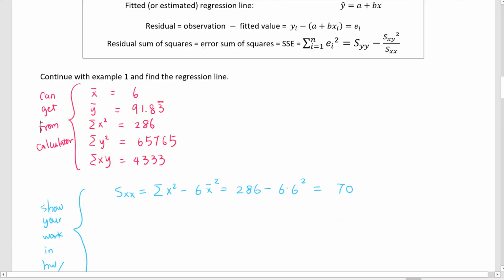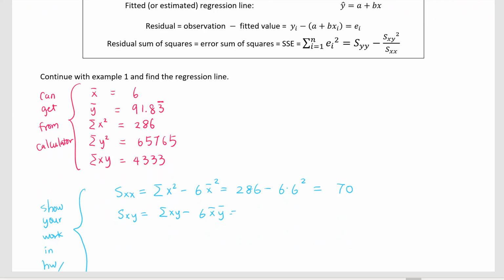And then Sxy is sum of xy minus 6 x bar y bar. Sum of xy is 4333 minus 6, x bar is 6, y bar is 91.83, 3 repeated. Okay, it's good to keep the exact number from your calculator and put that number down here. Then our answer can be more accurate. So Sxy equals 1027.